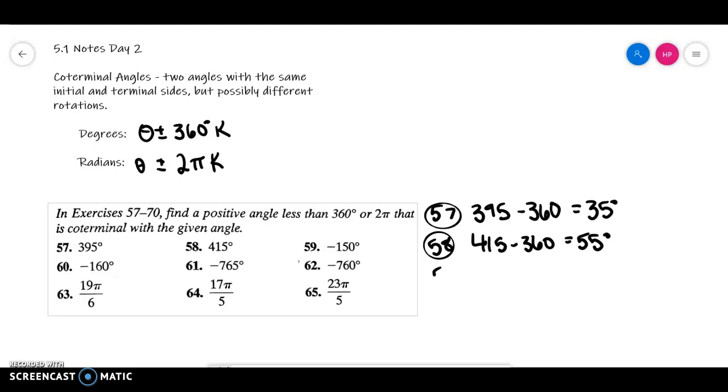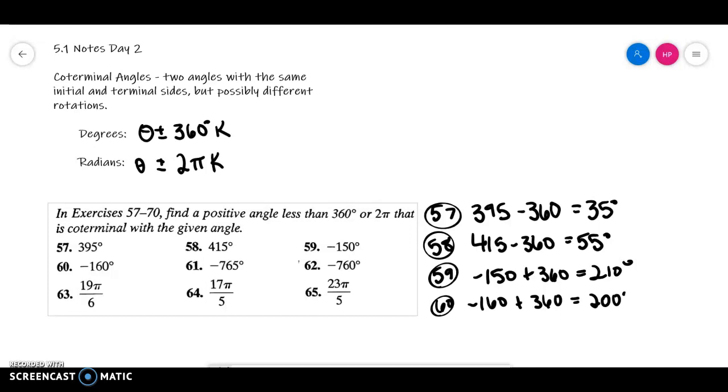The difference when you get to something like 59 is that you have negative 150. So because it's already negative, we need to move it in the positive direction. And so instead of subtracting 360, I need to add it to somehow get beyond there. So that would take me to 210 degrees. So these first couple are that easy. 60, the exact same thing would happen. I have a negative 160. I want to add 360 to that, and that would bring me to 200 degrees.